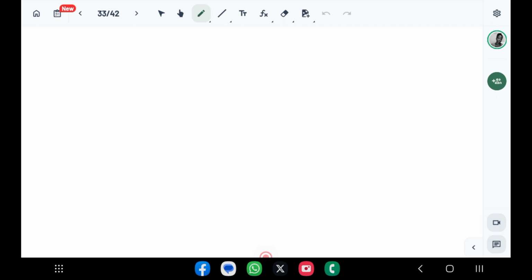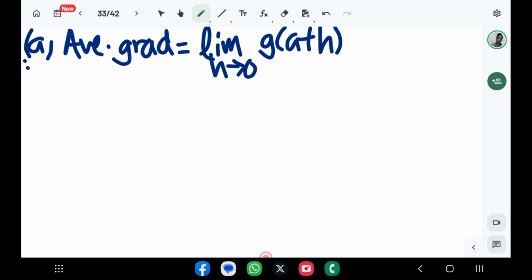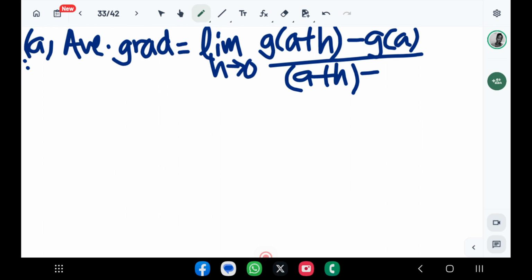The first one, to find the average gradient, what you do is you find the limit as h tends to 0 of g of a plus h minus g of a, all over a plus h minus a.